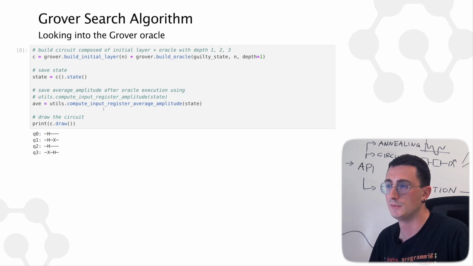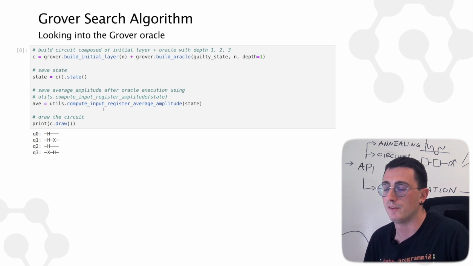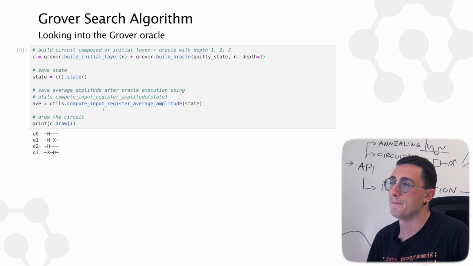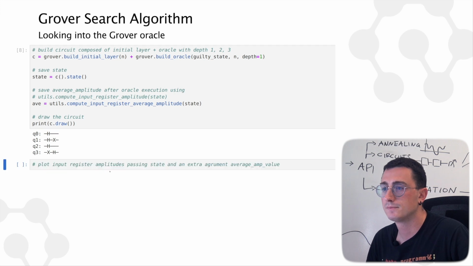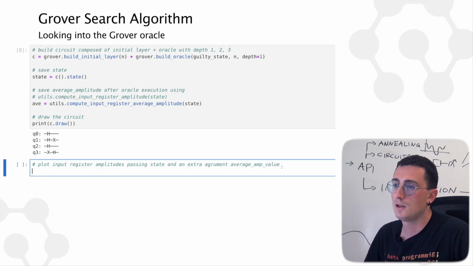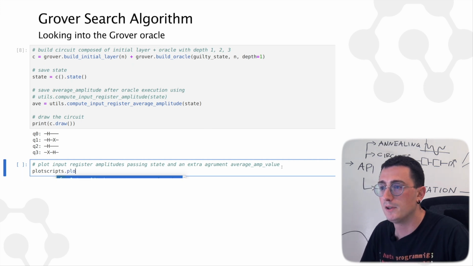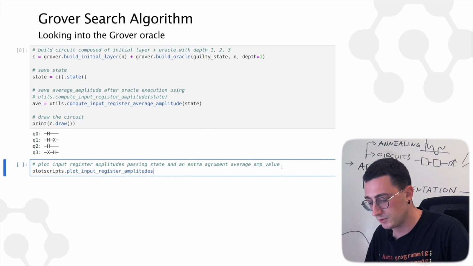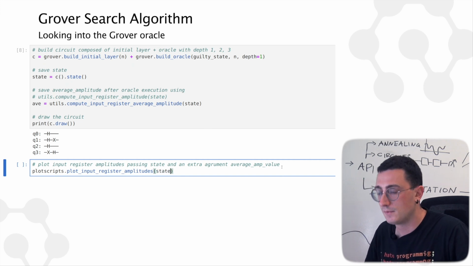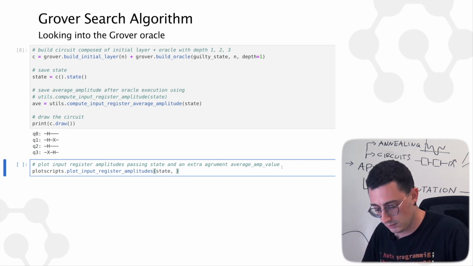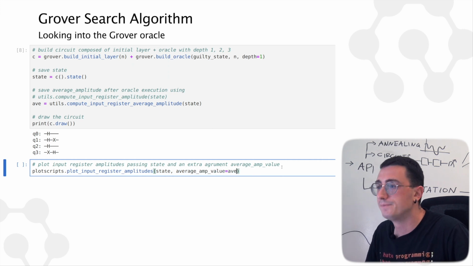What do we expect from this? From the amplitude point of view, nothing, because we are just changing the name of the components. So the second bit in the bit strings will be flipped. Let's see it by plotting the amplitudes. Plot scripts dot plot input register amplitudes and then state. And we can also pass the average amplitude value AV.